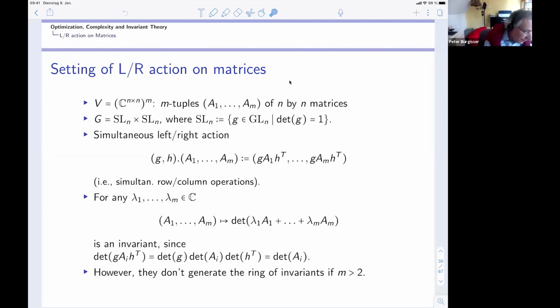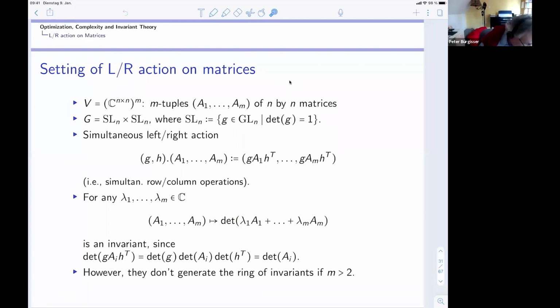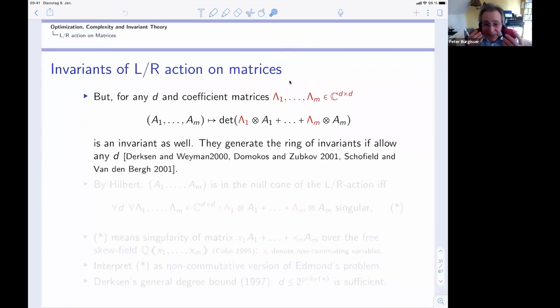But you don't have to do so much more to come up with specific invariants. Namely, the idea is this. Instead of these coefficients, the lambdas, let's take matrices. Let's fix some d and take coefficient matrices, which I denote capital Lambda. Then I form this linear combination, but of course it will not be a scalar multiplication, it's a tensor product. I can still do that. The matrices get much bigger, and I take the determinant. Now it's an easy exercise to prove that this will as well be an invariant.